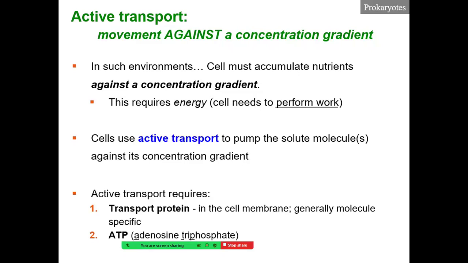The reason why the transport protein can pump the molecule against its concentration gradient is because moving one molecule against its concentration gradient through the transport protein requires one ATP. The transport protein gets the energy it needs to pump the molecule from ATP. Any question about any of that? So for each molecule you move into the cell, you lose one ATP.